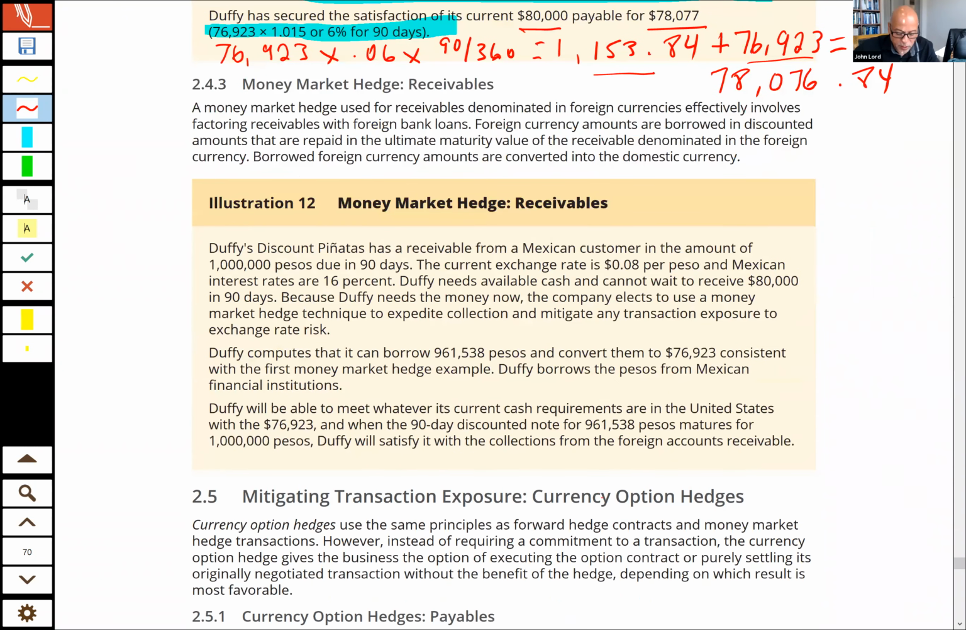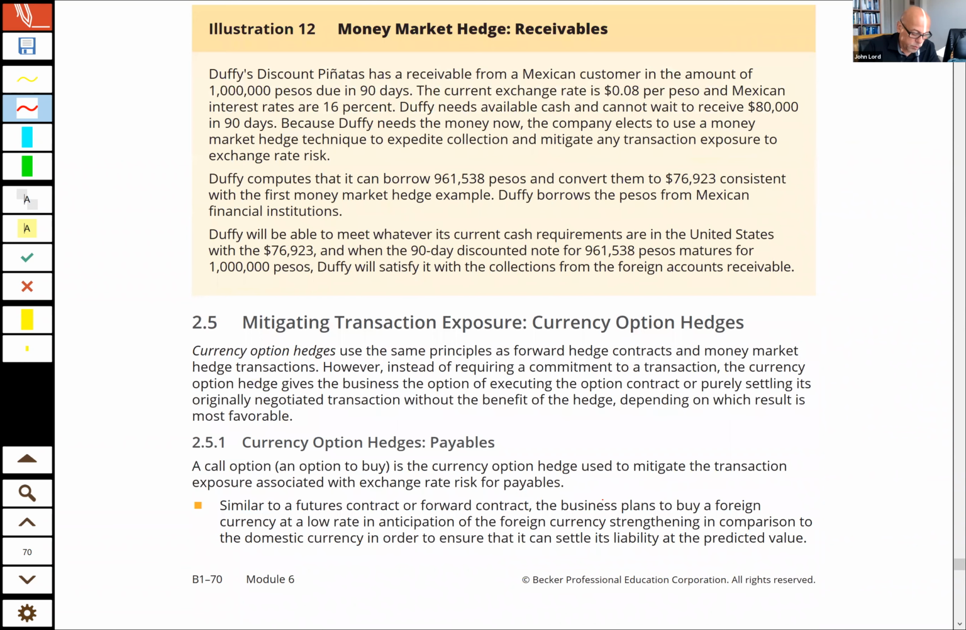All right, good. Let's take a look at how we can use option hedges now. Basically, we're going to look at how you can use a call option, how you can use a put option to protect yourself against these currency fluctuations. So the currency option hedge gives the business the option of executing the contract or purely settling in its originally negotiated transaction without the benefit of the hedge, depending on which approach is more favorable.